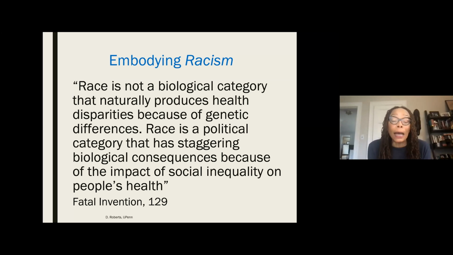Race isn't a biological category that naturally produces health disparities because of genetic difference. Race is a political category that has staggering biological consequences because of the impact of social inequality on people's health.